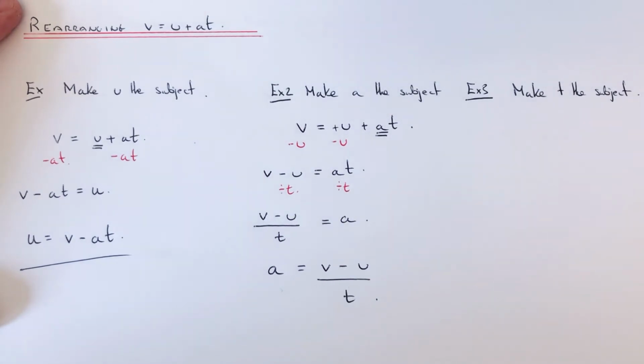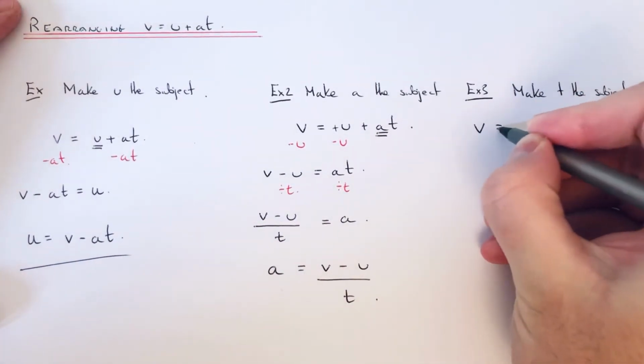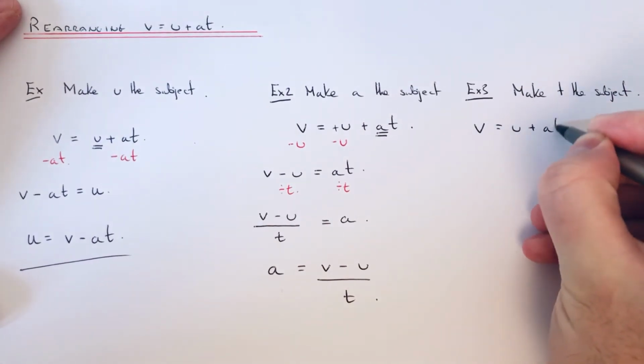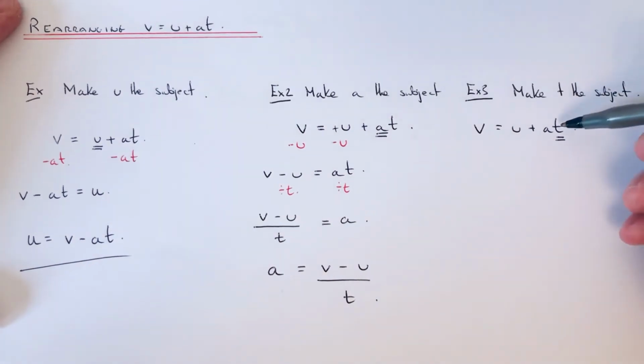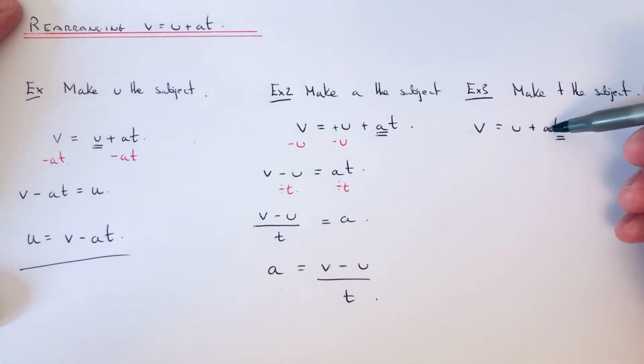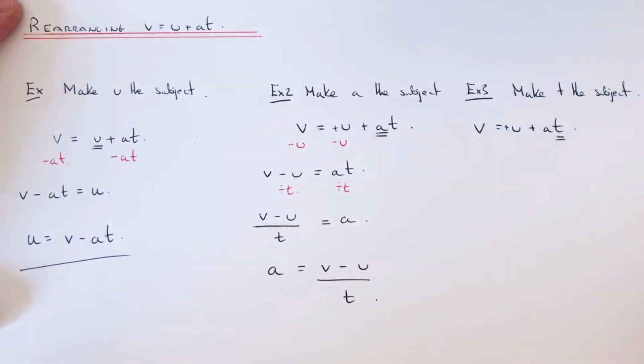So let's have a look at our third example. This time we're going to make T the subject. So this time it's very similar to the last example we did. So if we just copy down our formula again. So this time we want T the subject. So T is being multiplied by A, and then we're adding on U.